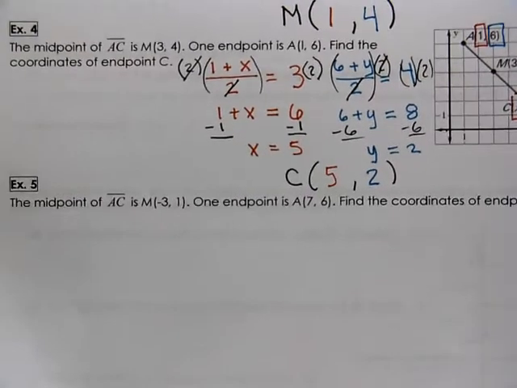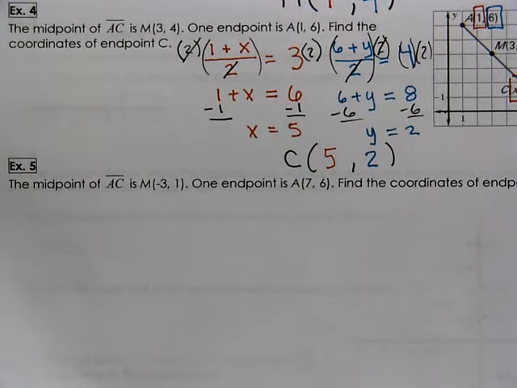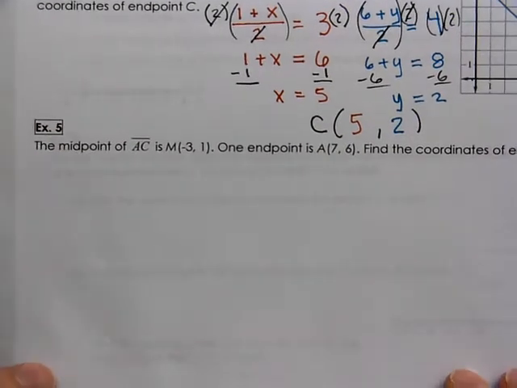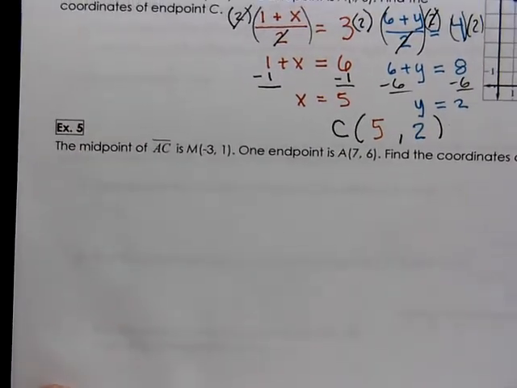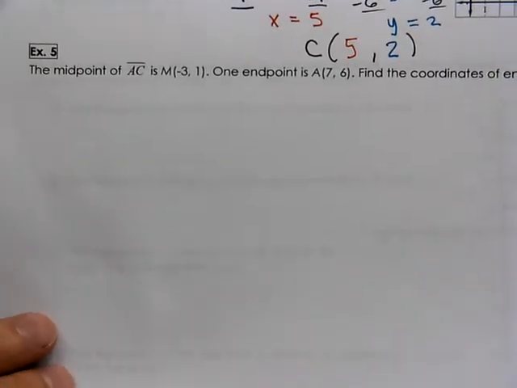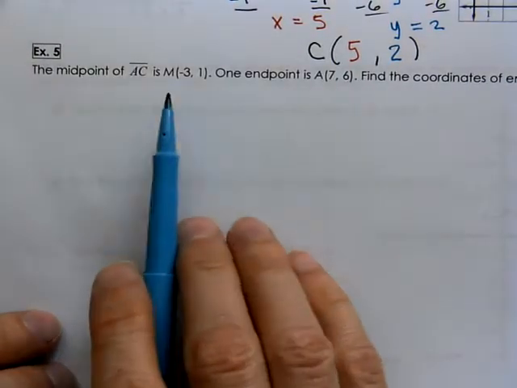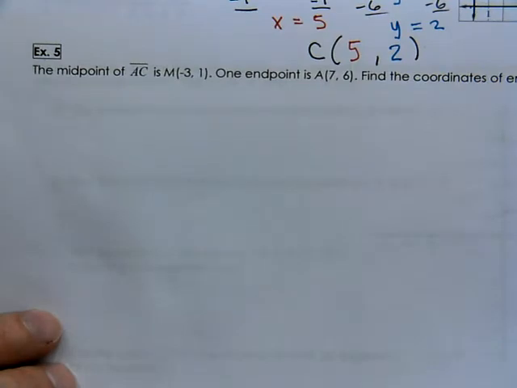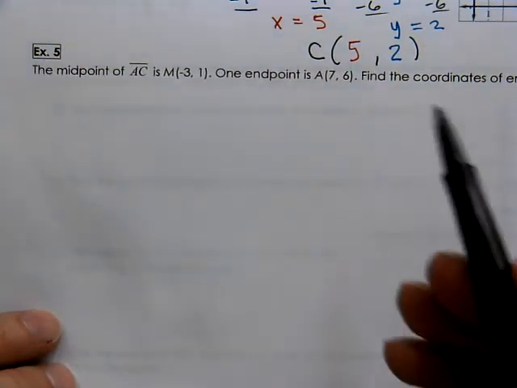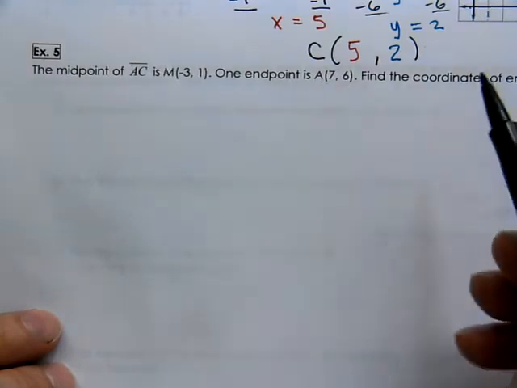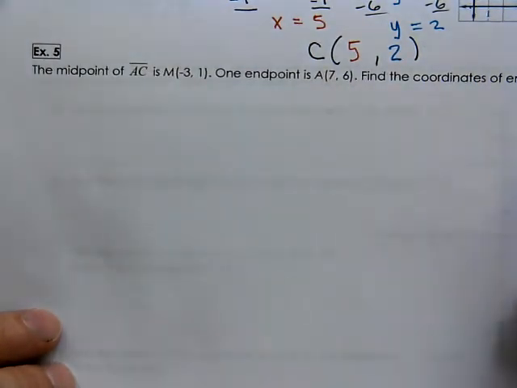What if we don't have a diagram? And this is what we'll finish up with today. Here we have this information. We're told that the midpoint of segment AC is located at M, which is at -3, 1. One endpoint is at point A, 7, 6. Find the coordinates of endpoint C.